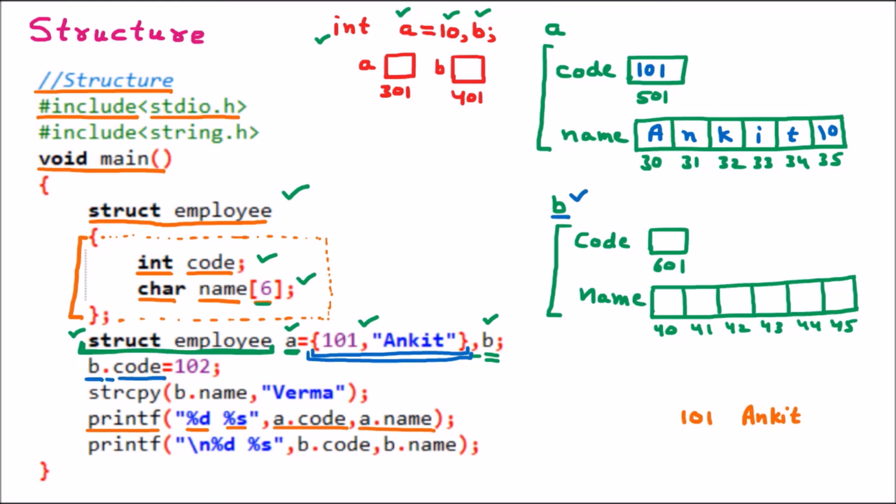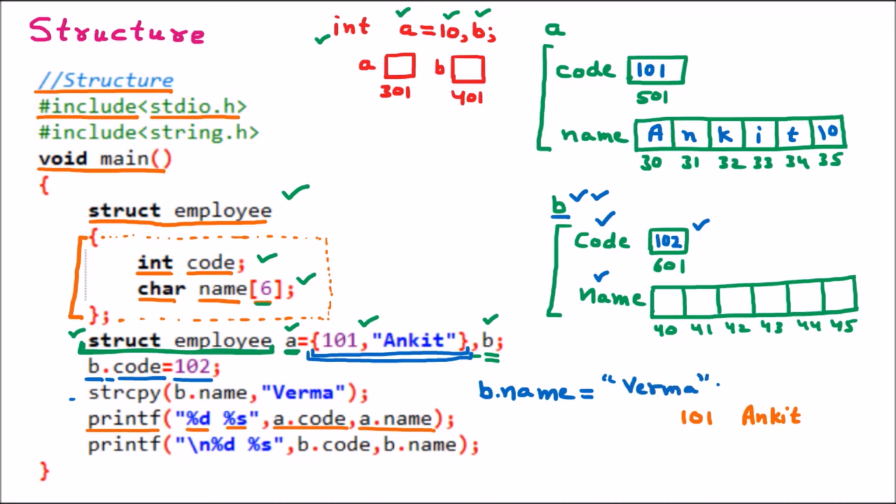So here B dot code means we are going to access the block which is of code, and here we are saying 102. So inside the code we are providing the value which is 102. Now afterward in the second line we are using the string copy function. You may think that we should provide the variable name B. So B is the variable of structure dot. We should go with the name, B dot name. Then afterward we should provide equal to and in double quotes write Verma here.